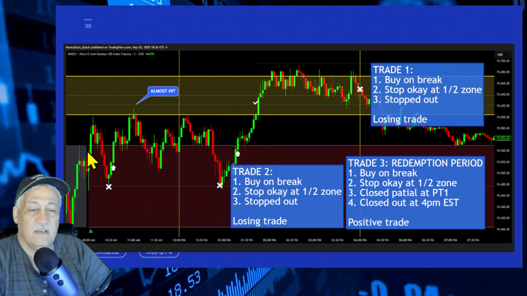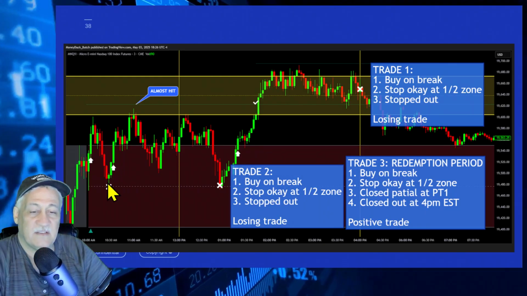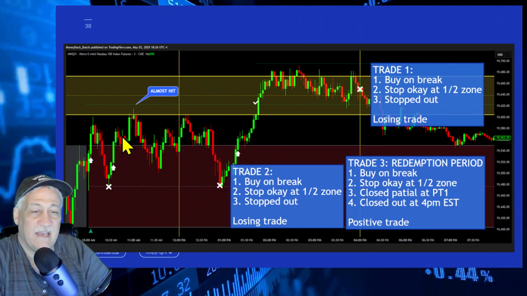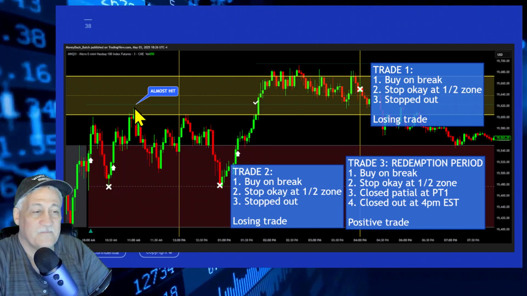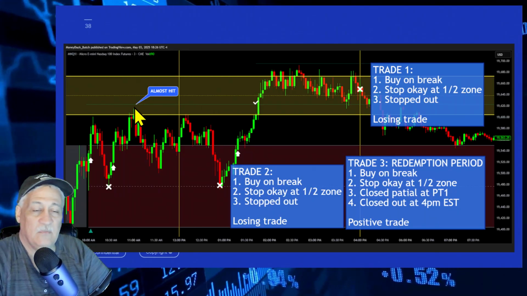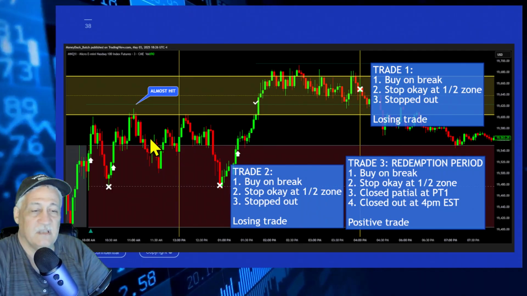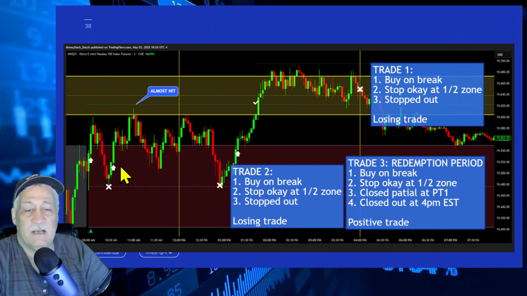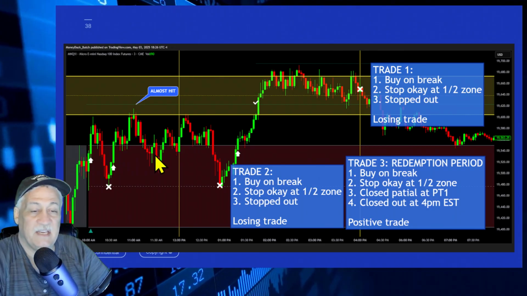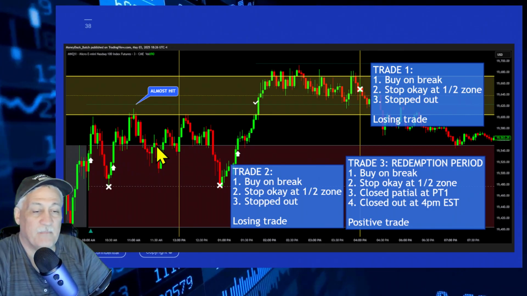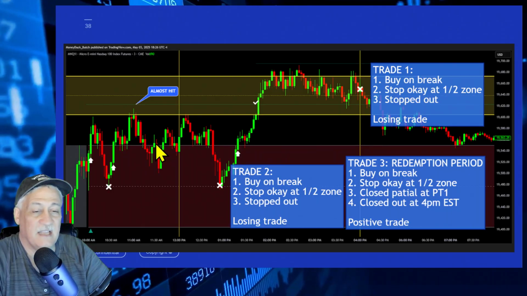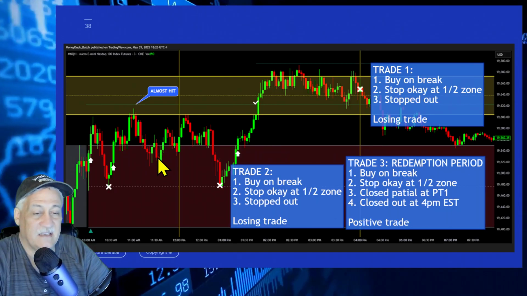So here's one, gave a buy, stopped out at the half point. Gave another buy, almost hit PT1 but did not. Okay. So I didn't get to move my stop to break even. Sat in the negative. Quarter loss, you're stopped out here. Quarter loss, you're stopped out here. And a quarter loss, you might have bought one of these and got stopped out again.